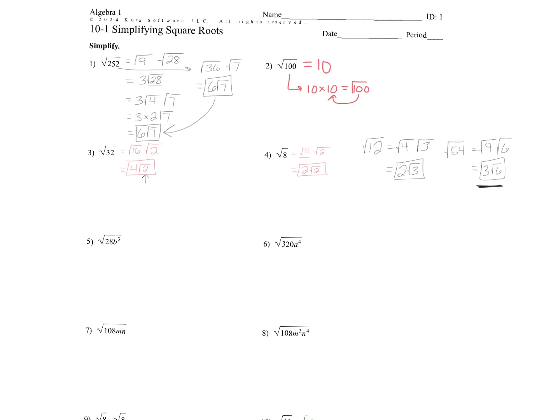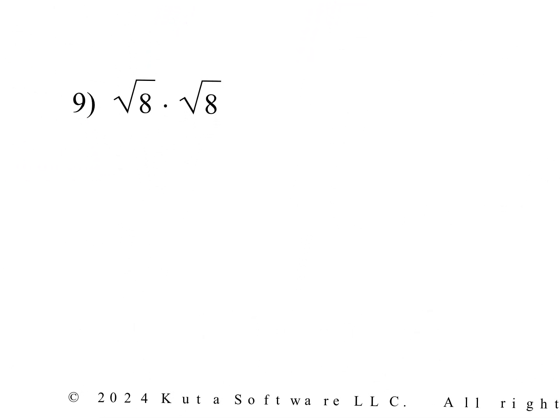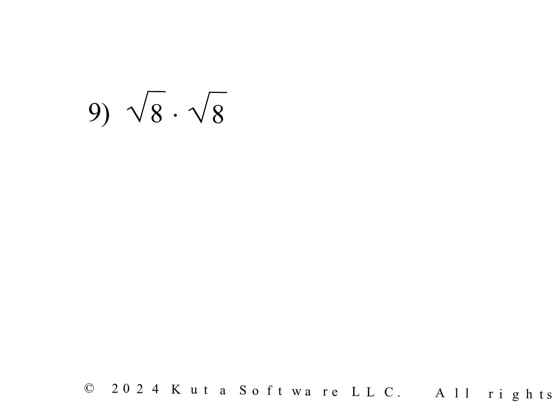Okay. All right, before I get into algebra ones, I want to look at 9 and 10. What do you notice is different about 9 and 10? We have 2 different radicals multiplied together. First thing I want to do is create 1 radical. So all I do is just multiply them together. 2 radicals create 1 big radical. So what's 8 times 8?